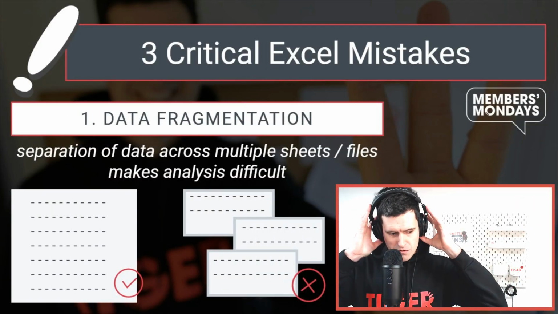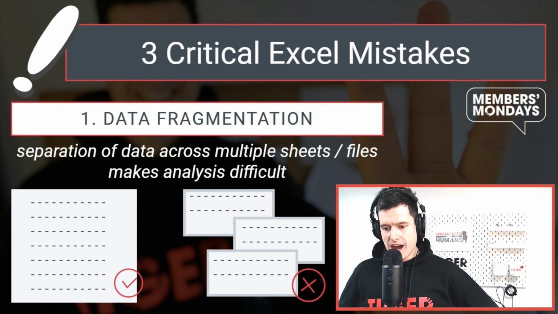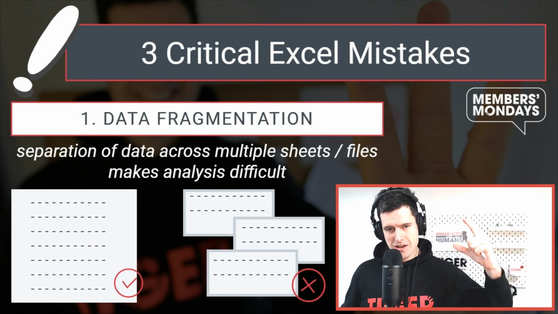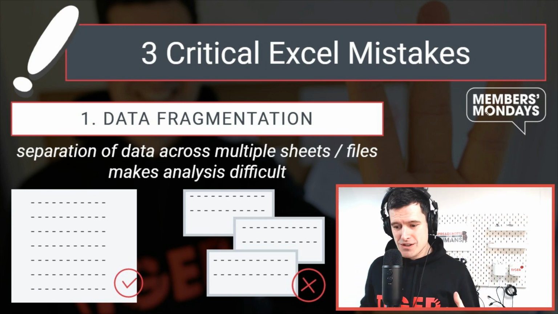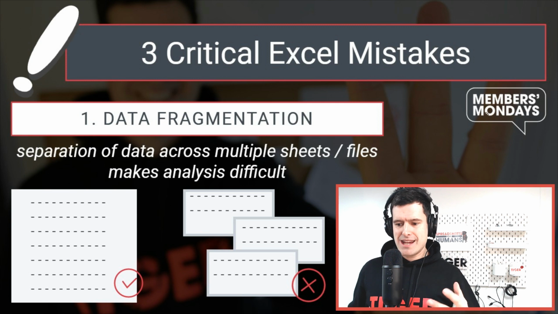So let's get straight into the content here. We're talking about 3 critical Excel mistakes. The first mistake that I see all the time is data fragmentation. Let me know in the chat, are you guilty of this? I've been guilty of this in the past. Have you seen this? So what do we mean by data fragmentation?